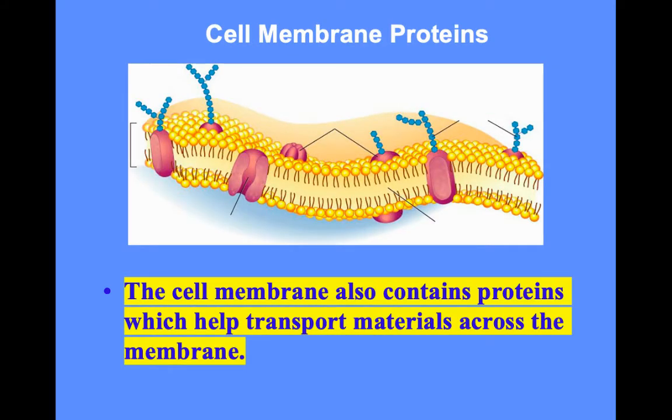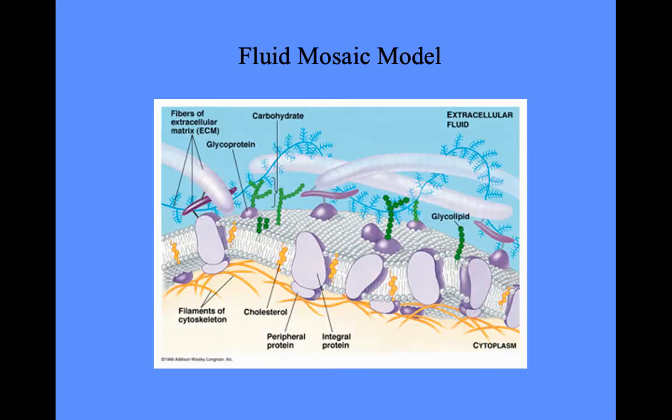The cell membrane also contains proteins that help transport materials across the membrane. We're going to talk about them a little bit later. The cell membrane has what is described as a fluid mosaic model, meaning that its components are not anchored down in one place. Instead, they can move around in a sea of phospholipids.